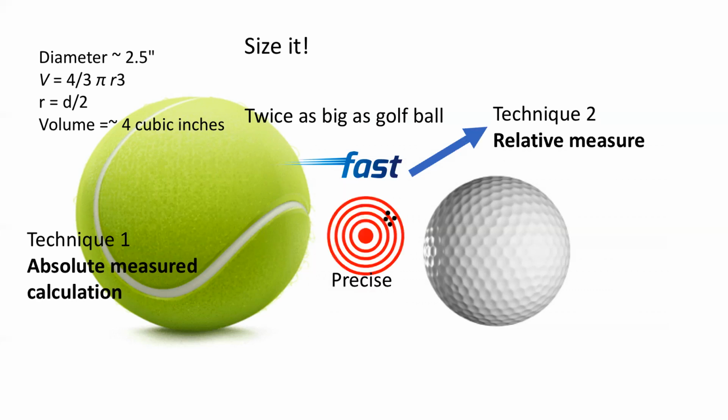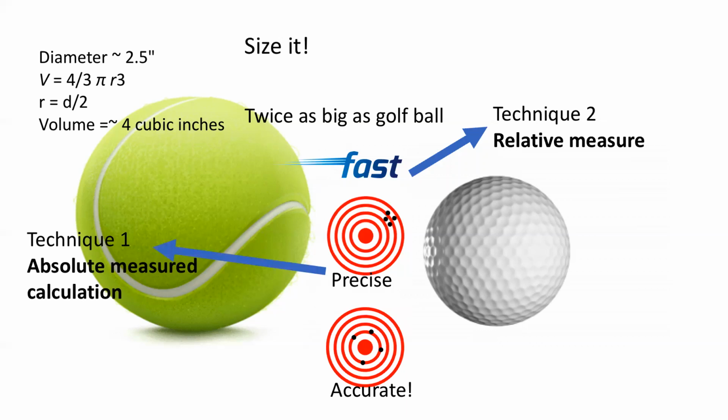What about precision? As you know, precision is how close the values are to each other. Now, in this case, technique 1 is clearly more precise because you're using the absolute measurement. We also have to take into account the accuracy. And the accuracy, you can tell from this picture here how close we are to the bullseye. Now, which one of these two techniques you think is more accurate? Yes, technique 2 is always going to be more accurate.